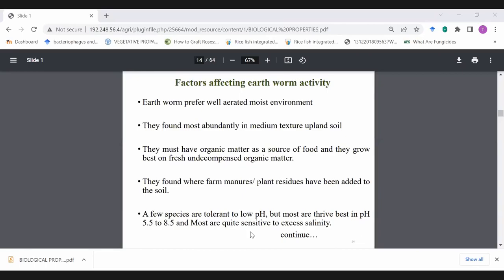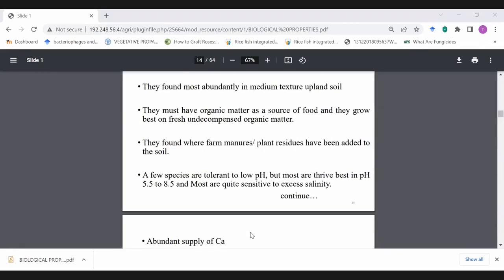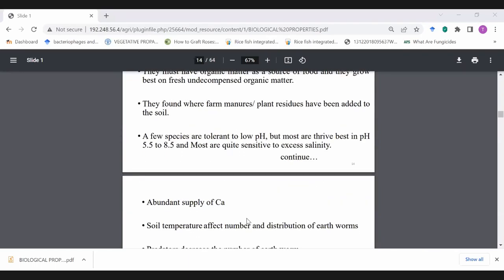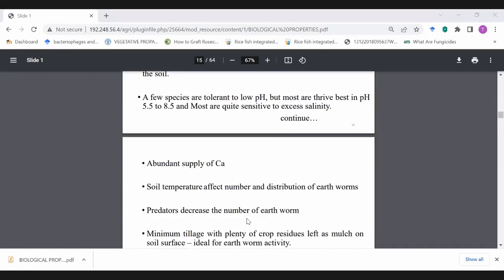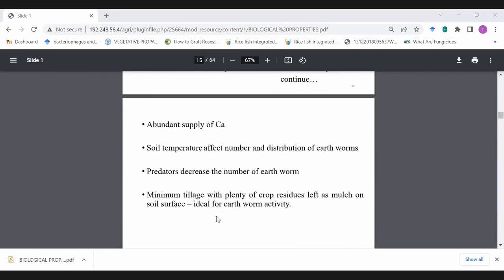In this point, regarding pH, it tolerates a low pH, but the most favorable pH is 5.5 to 8.5. They are more sensitive to excess salinity, that means the salt content. They like a lot of supply of calcium, that means an abundant supply of calcium. Due to temperature changes, that means the soil temperature changes, the distribution of the earthworms is affected.